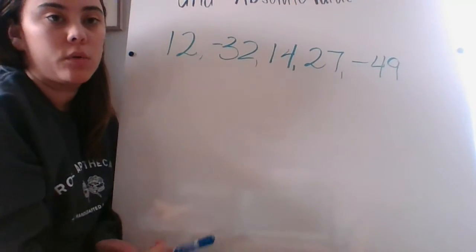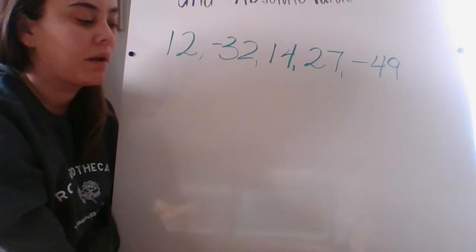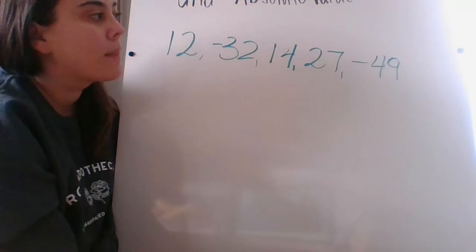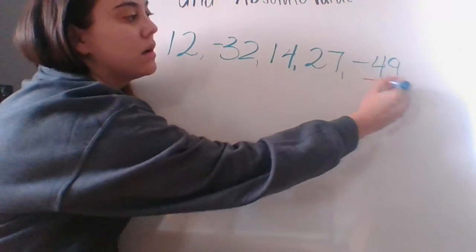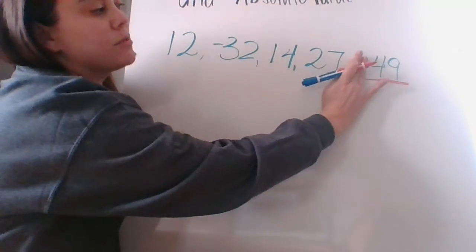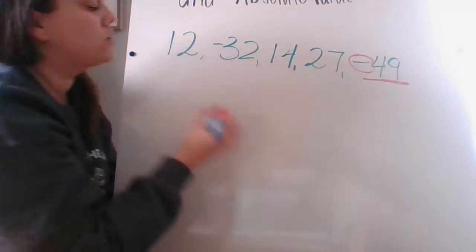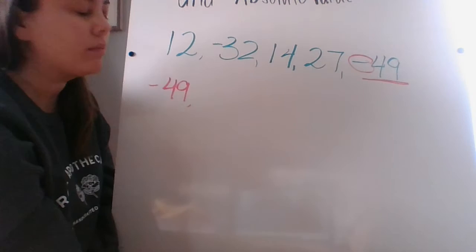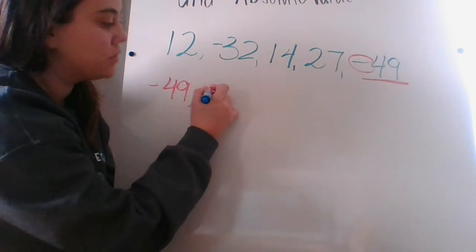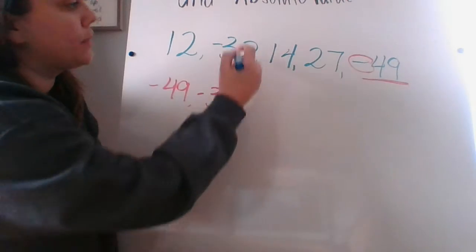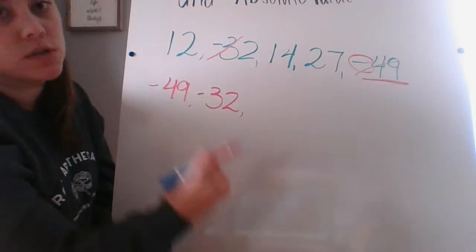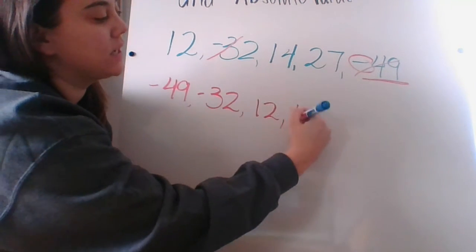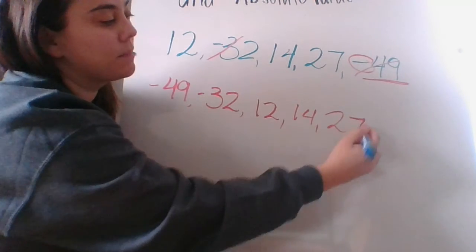So my largest number here would be what? I want you to take a second and think. What is the largest number with the negative symbol next to it? The answer is -49. So 49 is the biggest number with the negative symbol there. So I'm going to start with -49. What would be the next largest? -32. Very good. So my 2 with negatives are done. Now I'm just going to go from smallest to largest. So I'm going to go 12, 14, and 27.